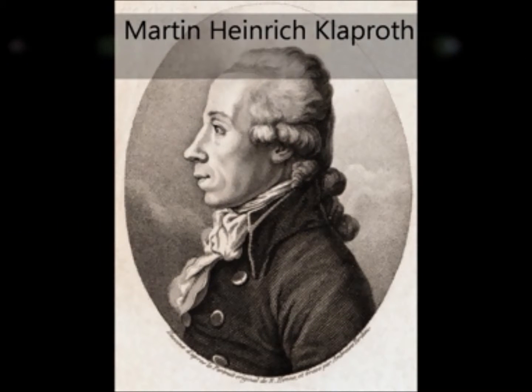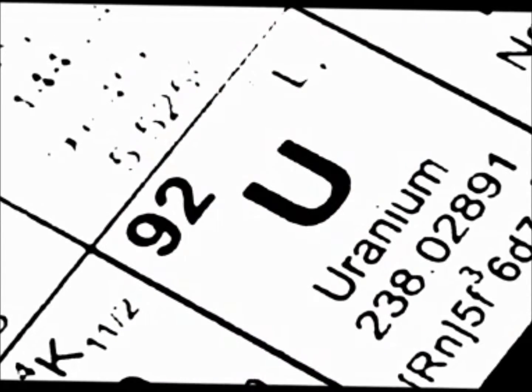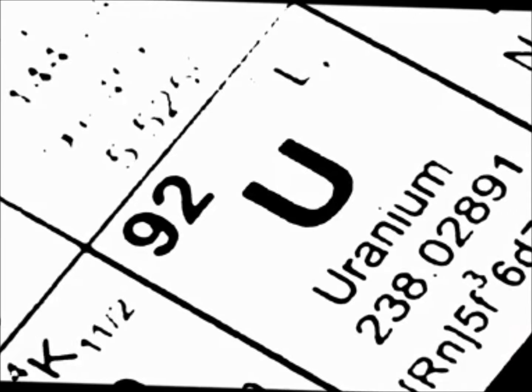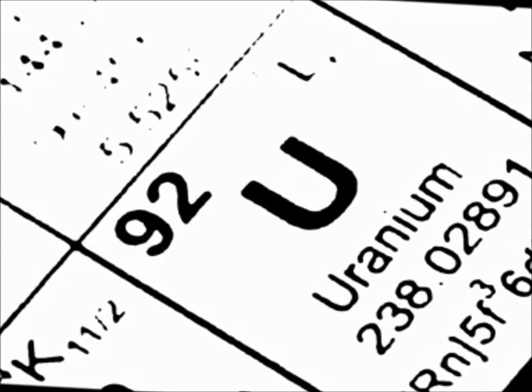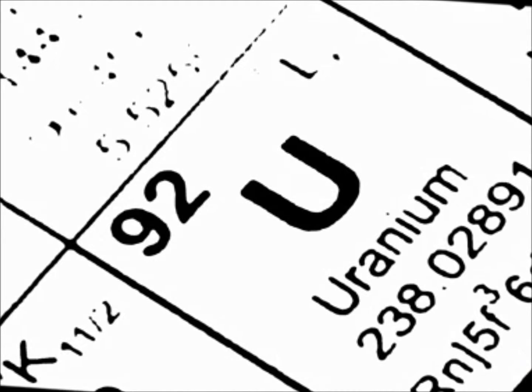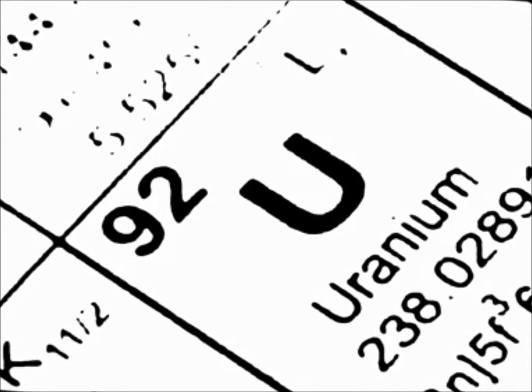In 1789, a German chemist by the name of Martin Heinrich Klaproth discovered uranium. Uranium's atomic number is 92. The atomic symbol is a capital U. The melting point is 1,135 degrees Celsius, and the boiling point is 4,131 degrees Celsius. And uranium has 92 protons and 92 electrons.